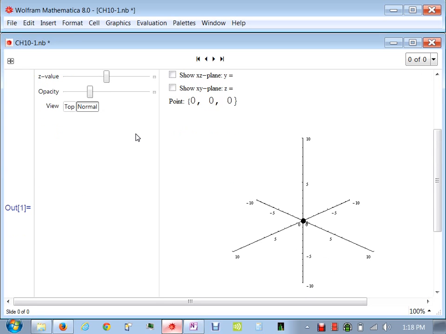There we go. Okay, that's good. So X is coming out here, Y is coming out here, and Z is going straight up and down. So I'm going to write that on my notes page here for R3.